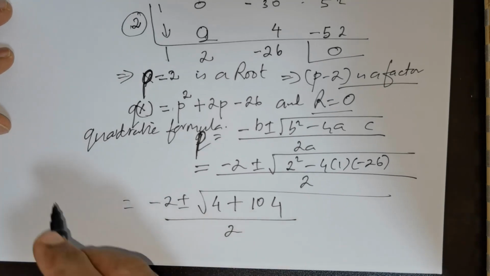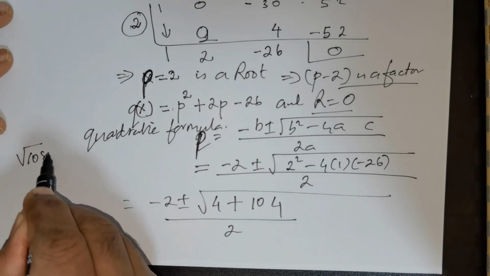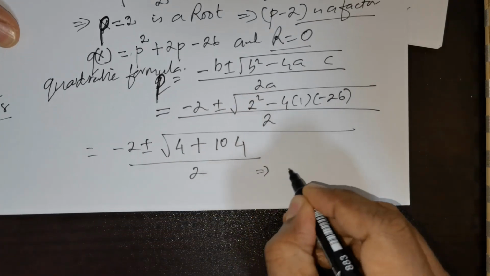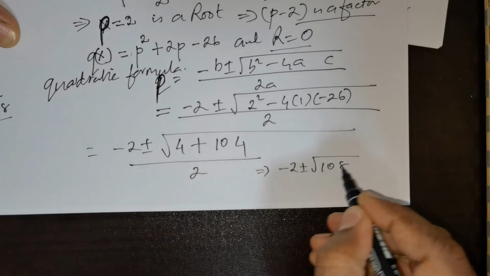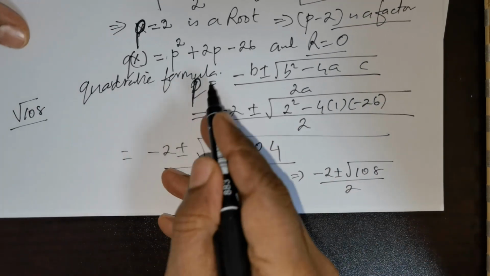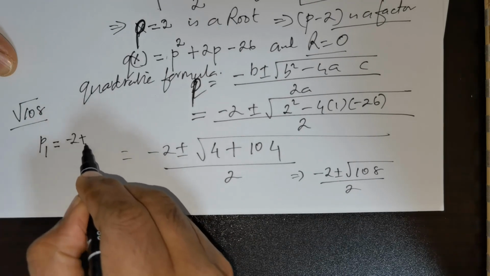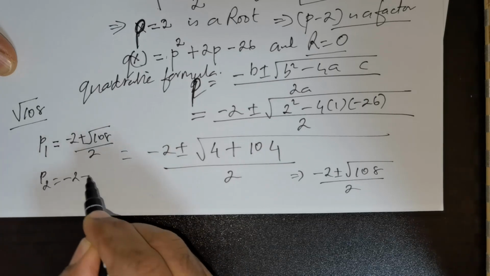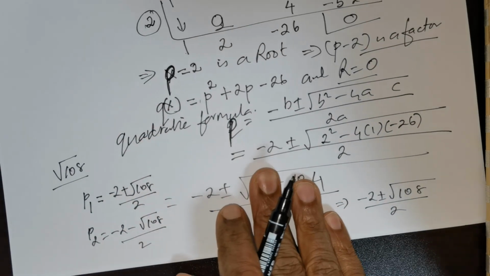Now, root of 108: the question is, do we have a simplification technique to get it? So this gives me negative 2 plus or minus the root of 4 added to 104, which gives 108, divided by 2. So therefore there are two roots. P1 is equal to negative 2 plus root of 108 divided by 2, and P2 is negative 2 minus root of 108 divided by 2. Now just to go back and see what value we have taken for P.